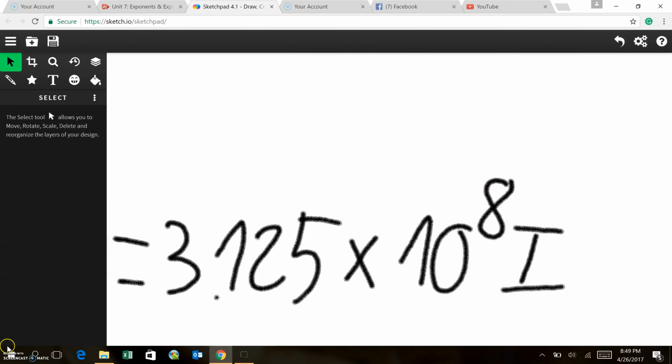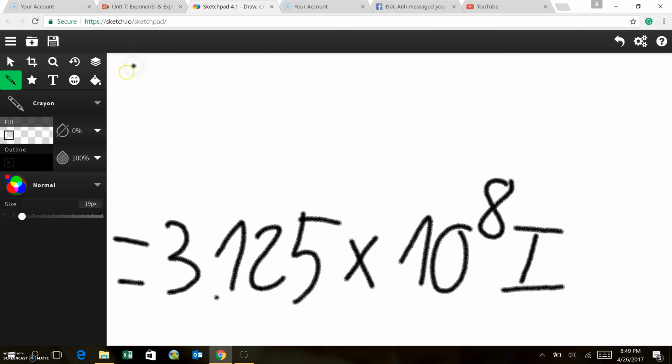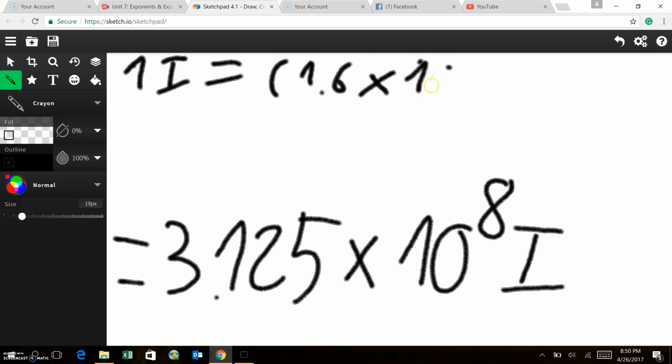Alright, so for now I have the equation that 1 inch equals 1.6 times 10 to the power of -5 miles. So this is the conversion from inch to miles. So we're going to use this number times this number.